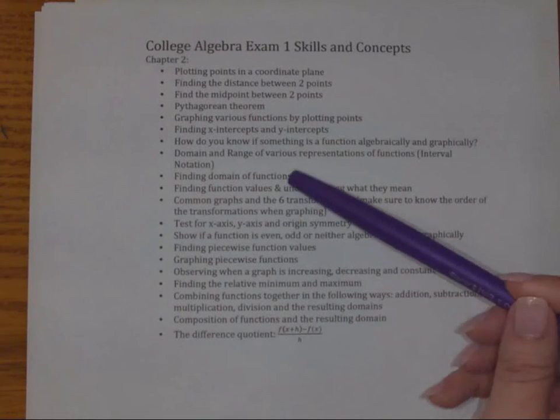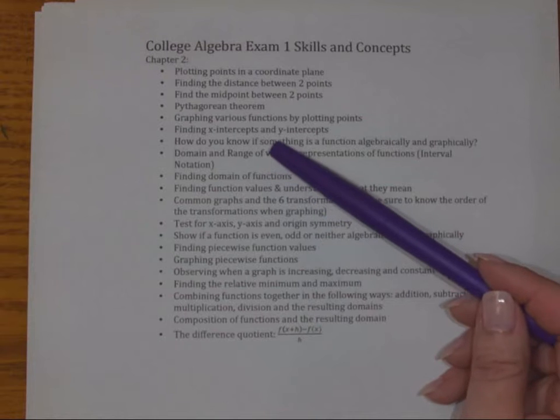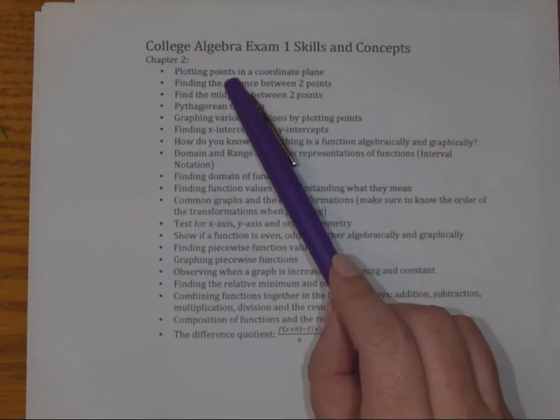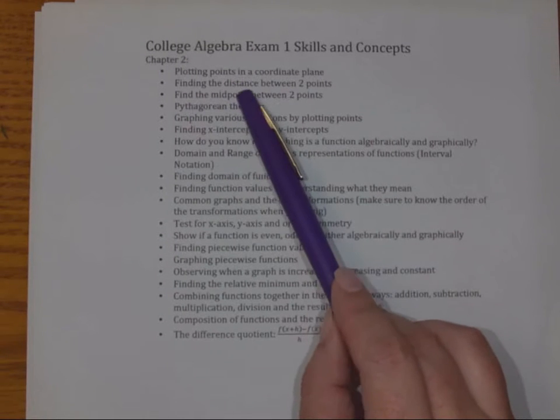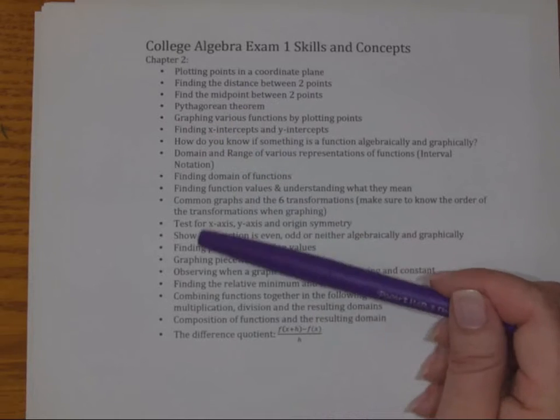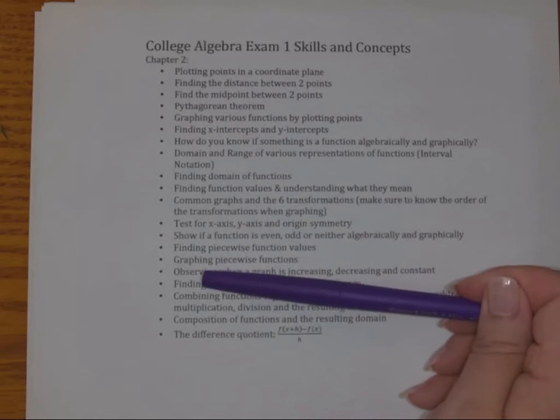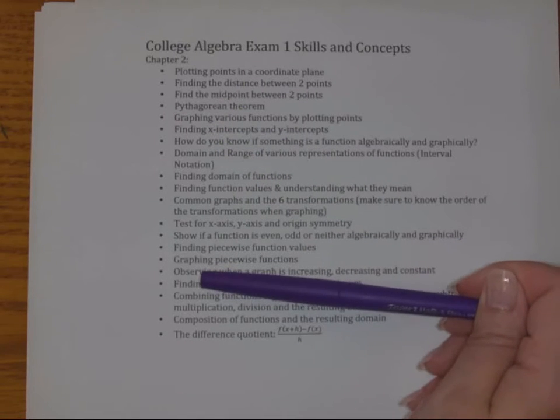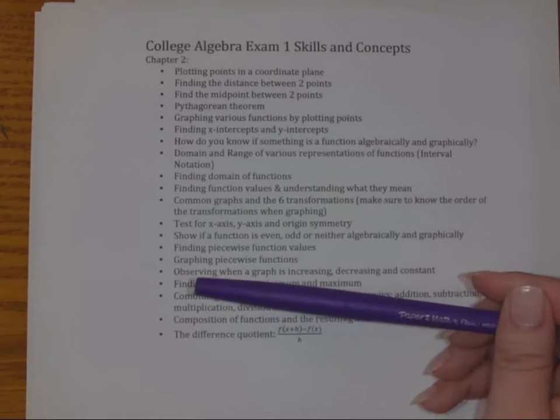First of all, make sure you actually read over this first page. This first page is just kind of like a summary of everything that I want you to be able to do. So it's like, do I know how to plot points in a coordinate plane? Do I know how to find the distance between 2 points and so on? So you just kind of go through the list and be like, I'm confident with that. Maybe I need to work a little more on that.